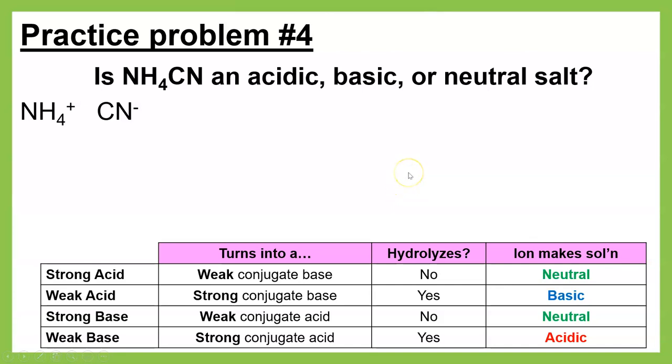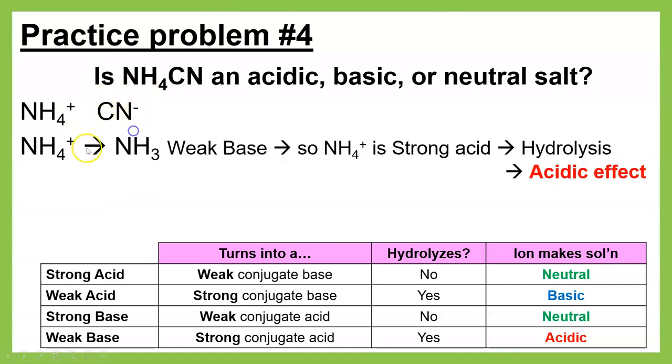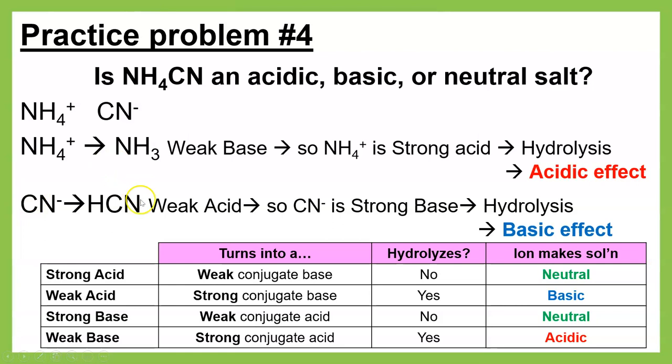So we have ammonium ion here, we have cyanide ion over here. We just saw that ammonium came from ammonia, so it's weak, turns into strong, so it hydrolyzes, and so we have an acidic effect. Cyanide came from a weak acid, which means it is a strong base, so it will hydrolyze, will have a basic effect. Uh-oh. That's the bad combo, right? That's the combo that requires more work from us, doesn't it?